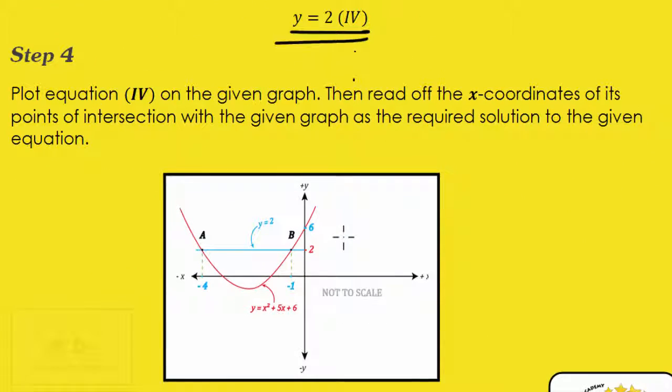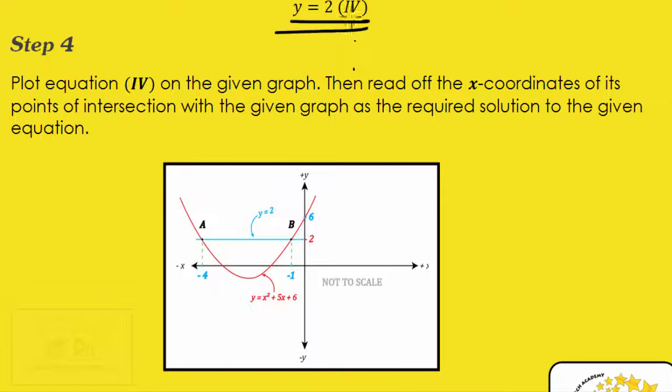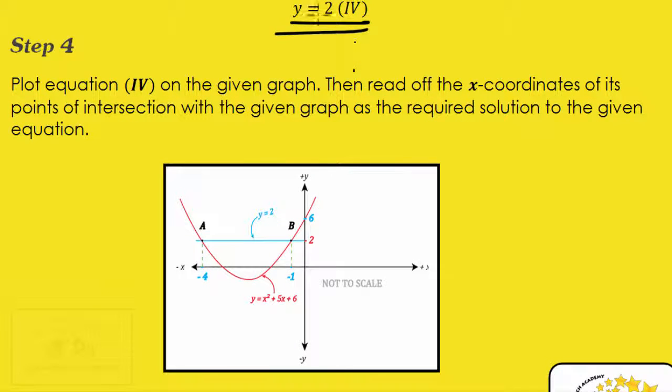Now step 4 just requires you to plot the equation 4. In this case, we're going to plot the graph of y equals 2 on the given graph. So here's the plot of y equals 2, this blue line here. You can see y equals 2.